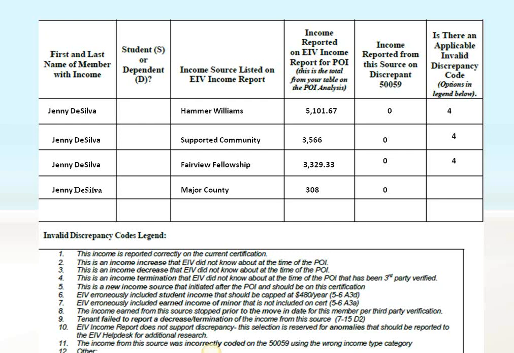But she also didn't like working for Major County. That's why she only earned 308. She quit that job too. You already got that verification of termination.